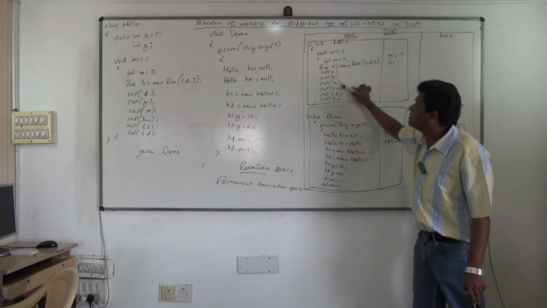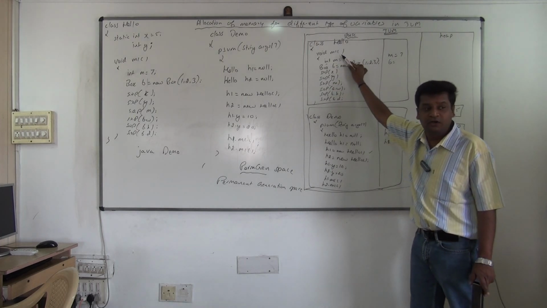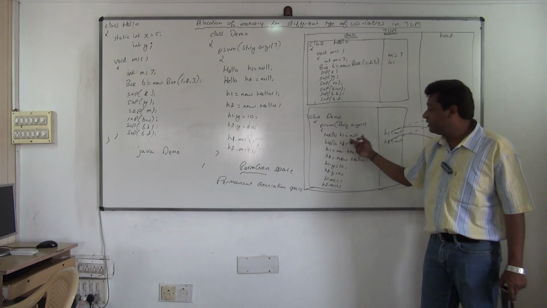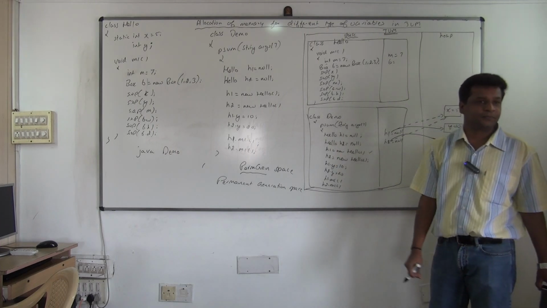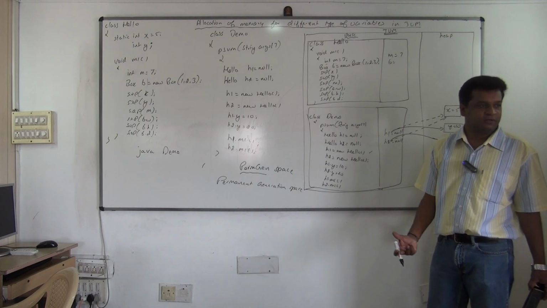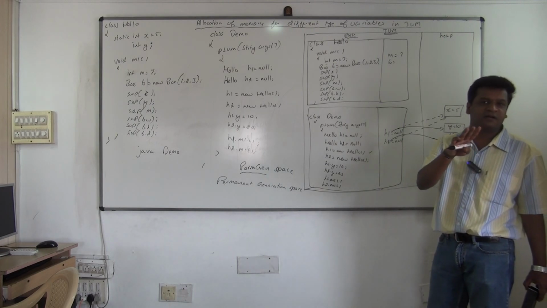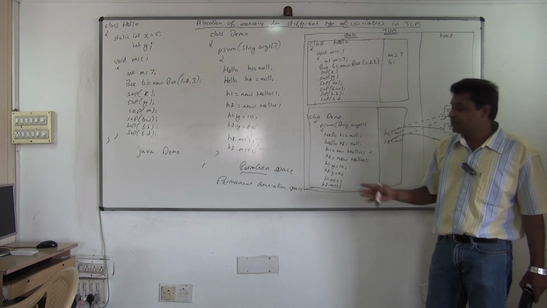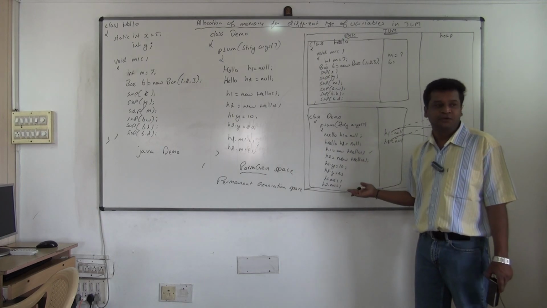All these are local variables. b is a local variable. m is a local variable. Similarly, h1 and h2 are local variables present in the main method. There are only 3 types of variables in Java: static, local and instance. So till now, what you worked with are all local variables of the main method.